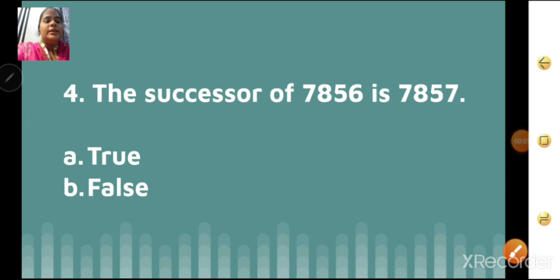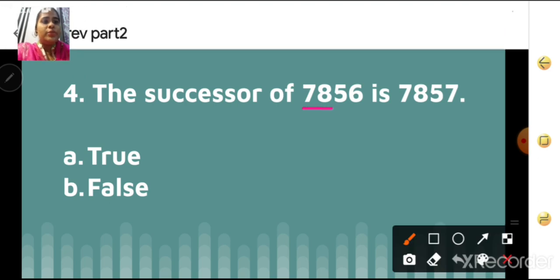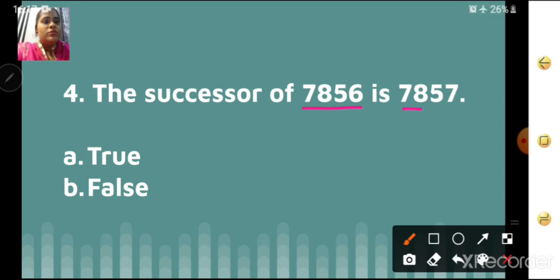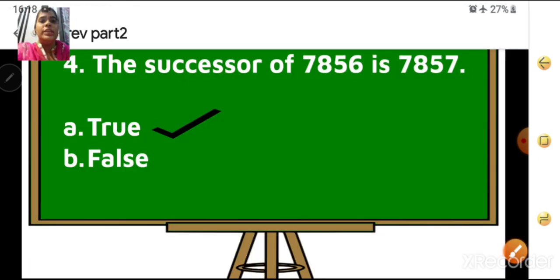The next one is the successor of 7856 is 7857. Now children, what is successor? How do we find a successor? Successor is the after number. Correct. So after 7856, which number will come? 7857. Right? So that means the statement is correct. It is true. So we will click on the true option.